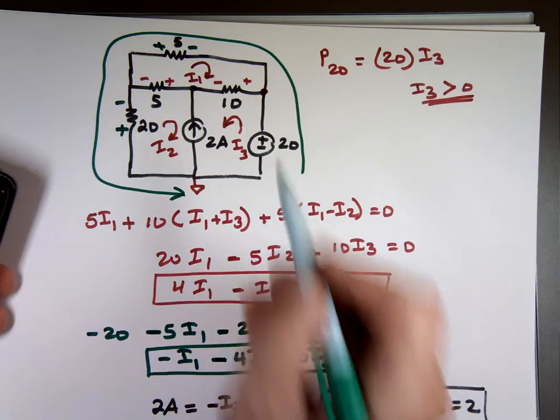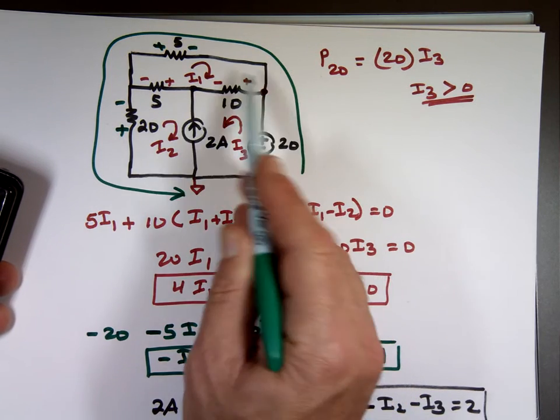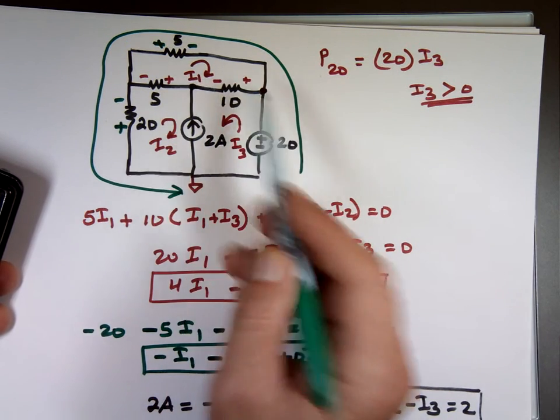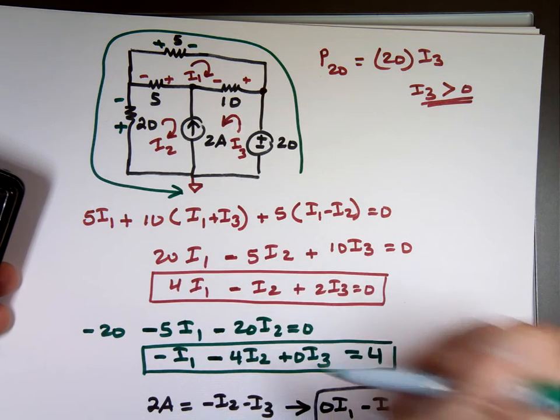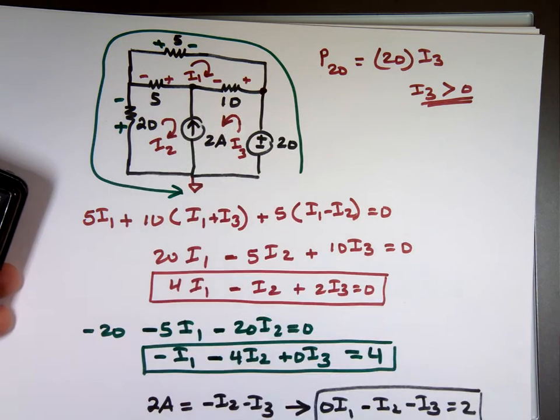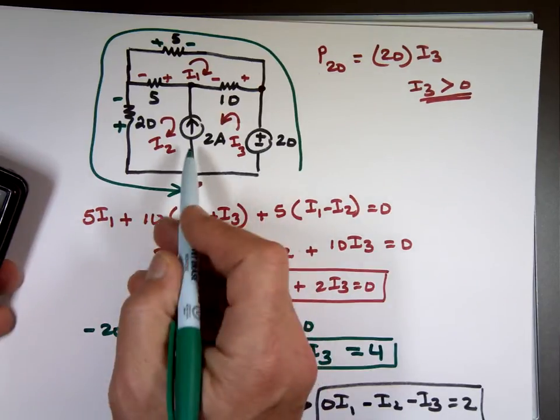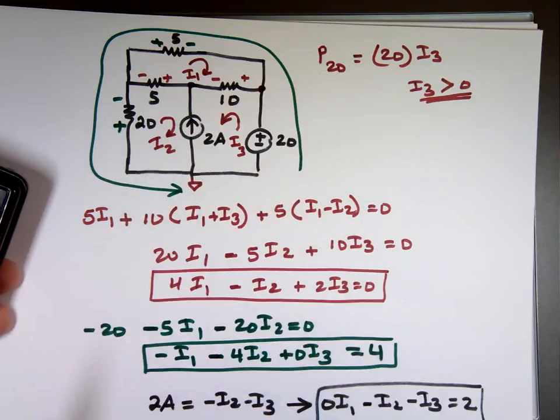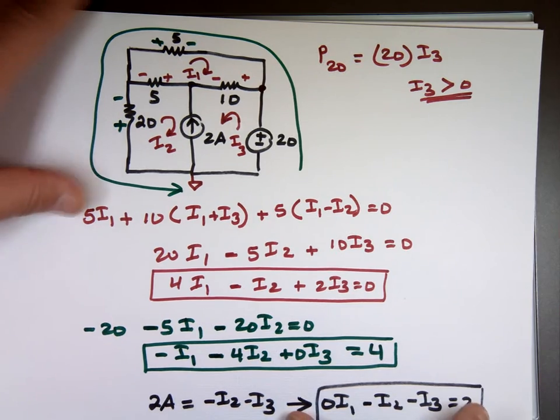This one, traveling this way, negative 20, negative 5 I sub 1 minus 20 I sub 2 equals 0. Yep. Divide by 5, by 4, by 5, that's 1. And the last one, 2 amps should equal minus I sub 2 minus I sub 3. Hope I didn't push the wrong button.